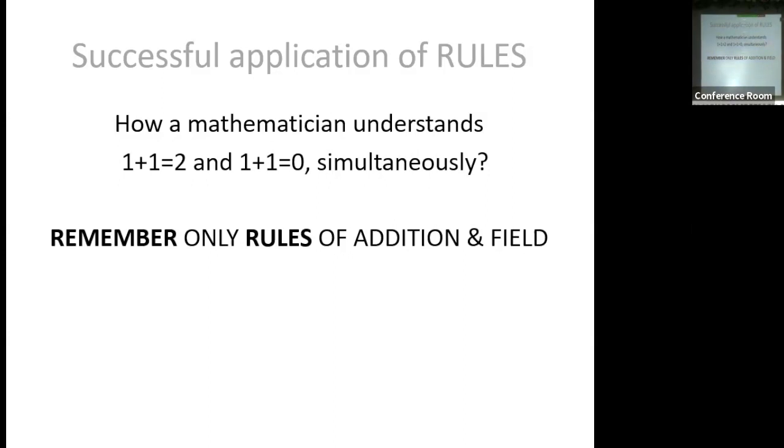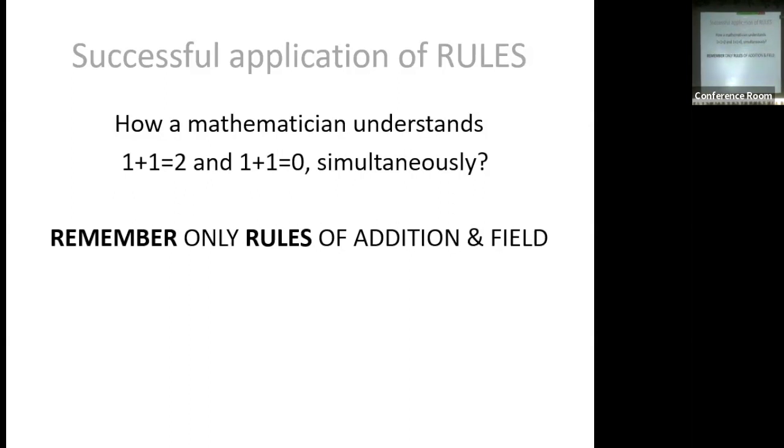Now sometimes you can show the rules and how you are forming the rules. Sometimes you cannot. It's just perfect logic. You have to put it in or memorize it. For example, a mathematician understands that 1 plus 1 equals 2, and also 1 plus 1 equals 0. How? Because he knows that 1 plus 1 equals 2 is valid in natural numbers, and 1 plus 1 equals 0 in the Z2 field.